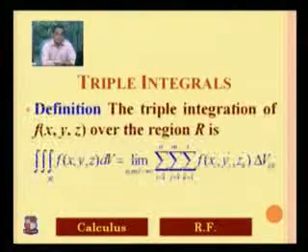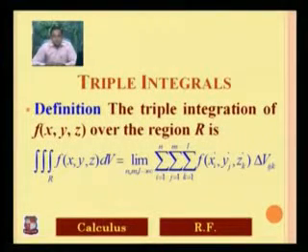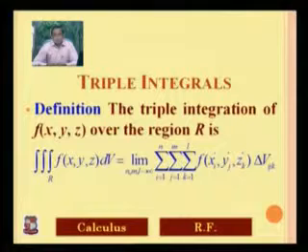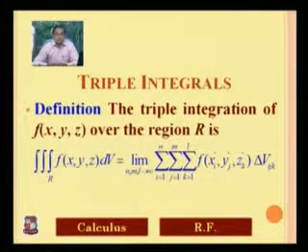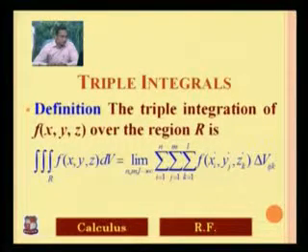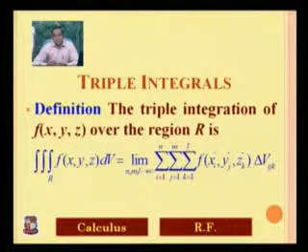Now, the formal definition of triple integration: the triple integration of the function f of x, y, z over the region R is the triple integral of f of x, y, z dV, equal to the limit as n, m, l tend to infinity of the summation for i equal to 1 to n, j equal to 1 to m, and k equal to 1 to l of f of x_i, y_j, z_k times the volume delta V_ijk.